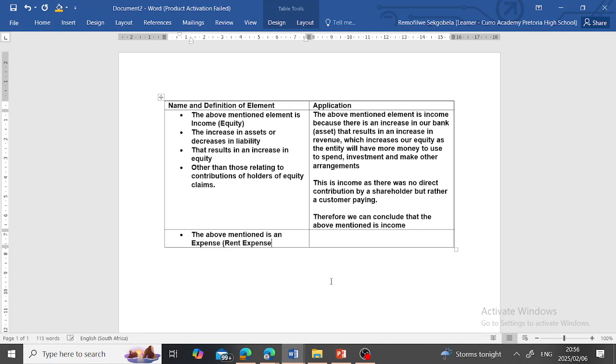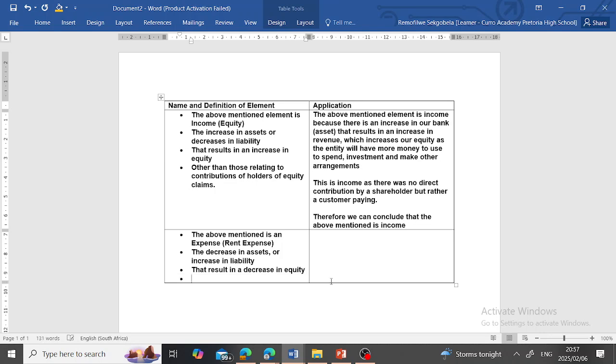What is the definition? I'm waiting. Let me cook. Expenses are decreases in assets. It's going to be the decreases in assets, right? So it's going to say the decrease in assets or increase in liabilities. Increase in liability, right? That results in decreases in equity. Decrease in equity, and then other than those related to distributions to holders of equity claims.